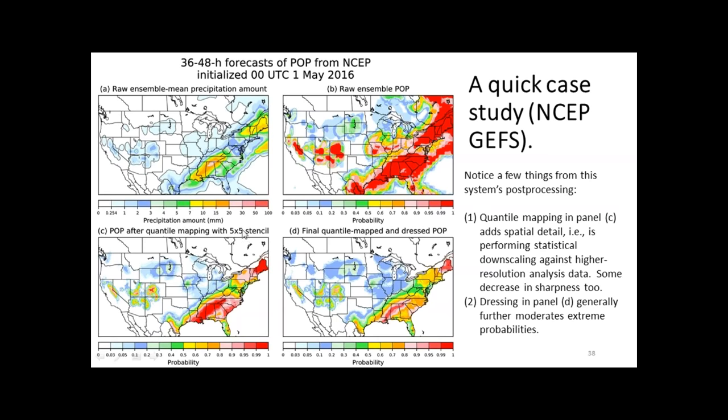So the first step after quantile mapping produces something that looks like this. And you can see you've knocked down the area with high probabilities here. And out west in the mountainous western United States, there's been some statistical downscaling that's happened to accentuate precipitation in the high peaks of the Rockies, along the Sierra Nevada mountain range in California and so forth here. And then after adding some dressing of the POP forecasts, it adds back a little bit more uncertainty, knocks these high amounts down further, adds a little bit in the areas with low precipitation probability. Okay, that's the NCEP GEFS.